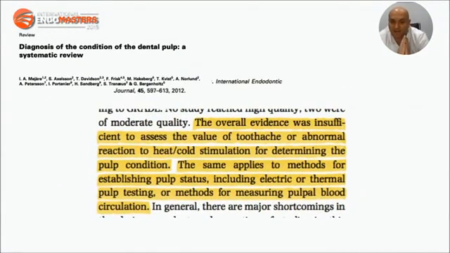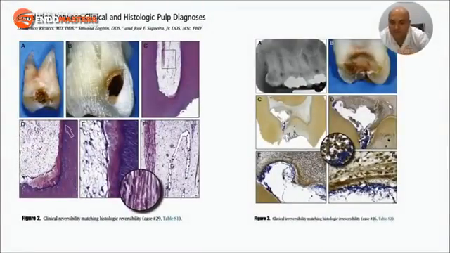On one hand, clinical methods for establishing pulpal status like vitality testing or measuring pulpal blood flow were found insufficient and of little value in this systematic review of the literature. On the other hand, in a very recent histological study, after the application of defined criteria for clinical and histologic classification of pulp conditions, a good agreement was found between clinical and histological diagnosis of pulp tissue inflammation. Whenever clinical reversibility was assessed, it matched with histologic reversibility, and whenever clinical irreversibility was assessed, it matched most of the times with histologic irreversibility.